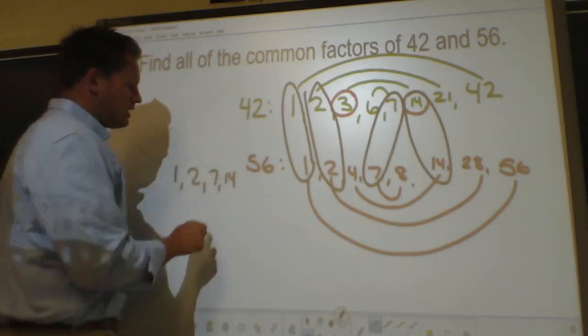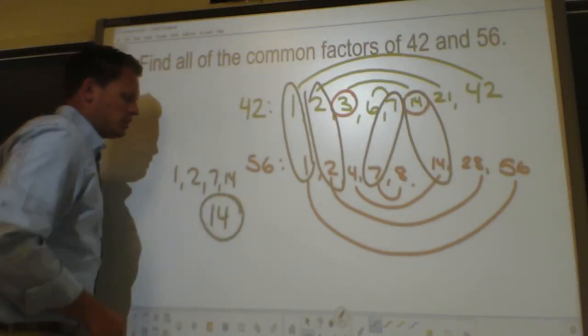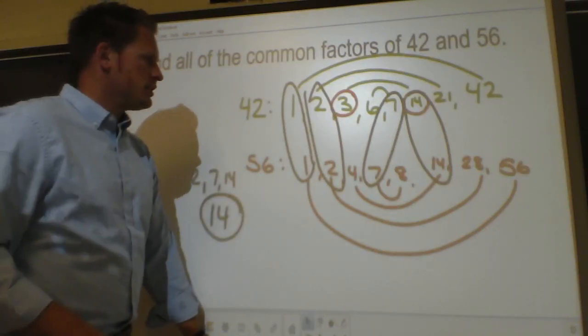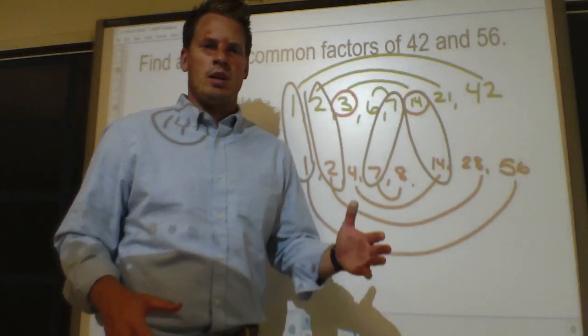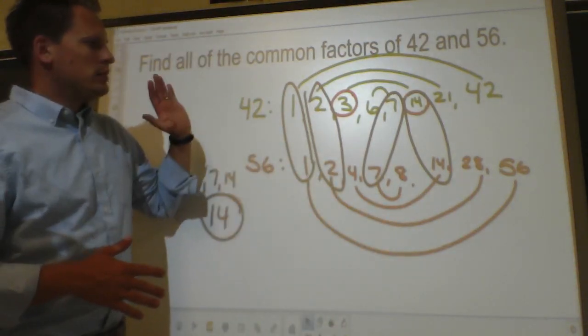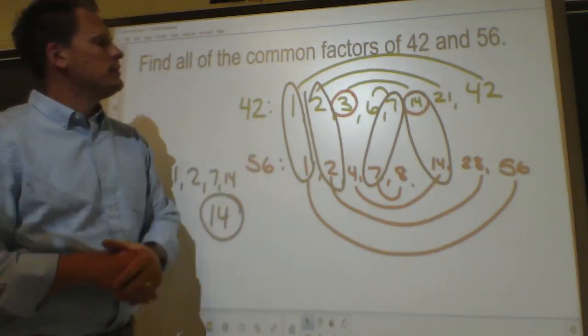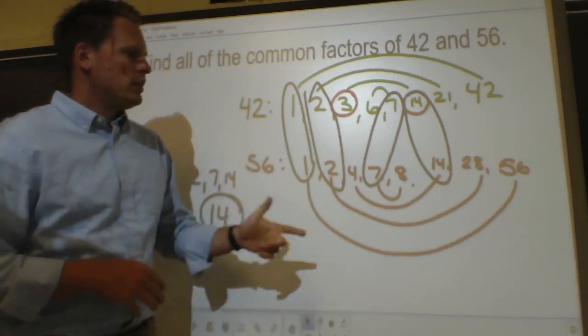If they ask what's the greatest common factor, it's 14. It's just the greatest of all the common factors. Pretty easy. As long as you're good with factor rainbows, take some time, but in the end, it's really not that bad. Go get them.